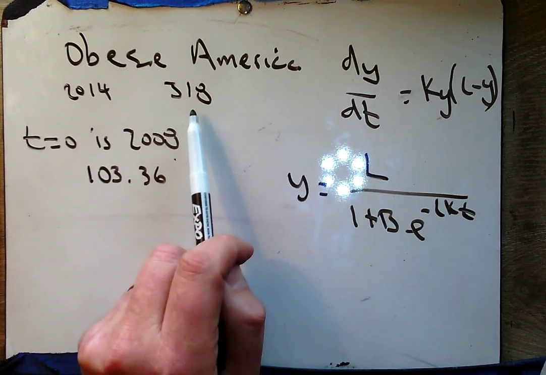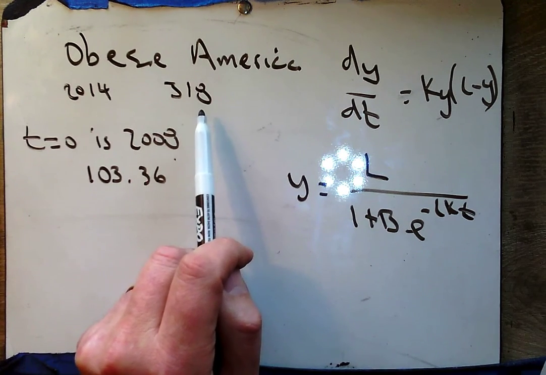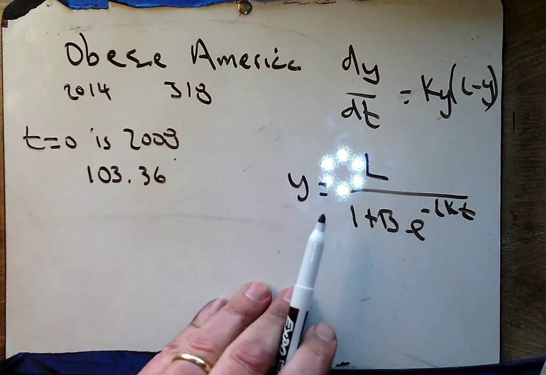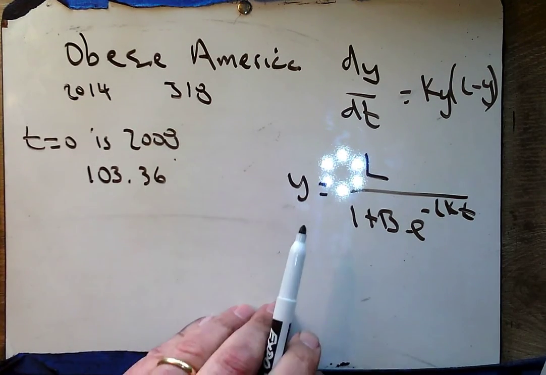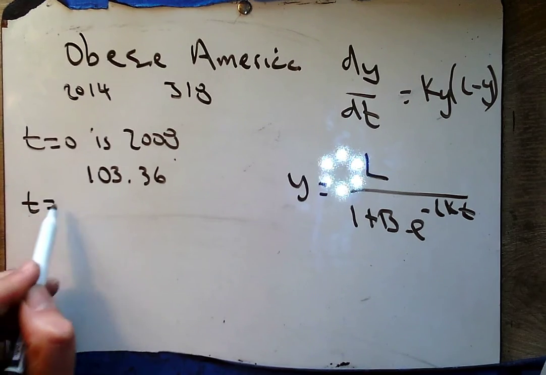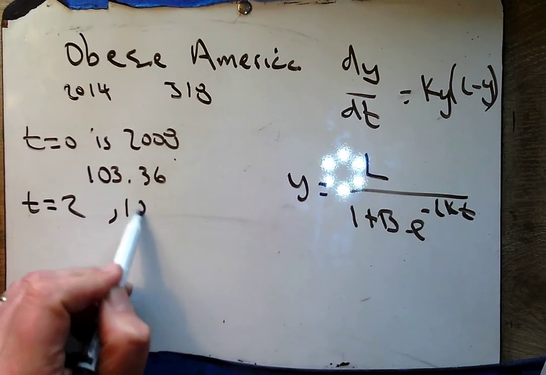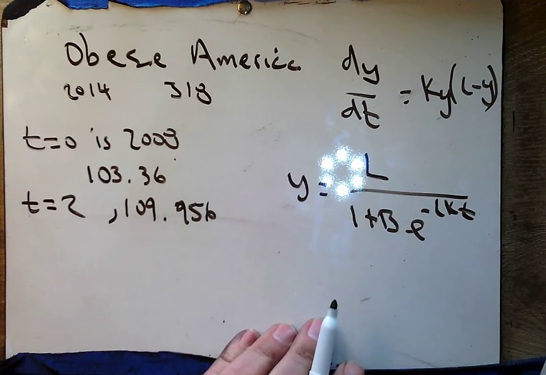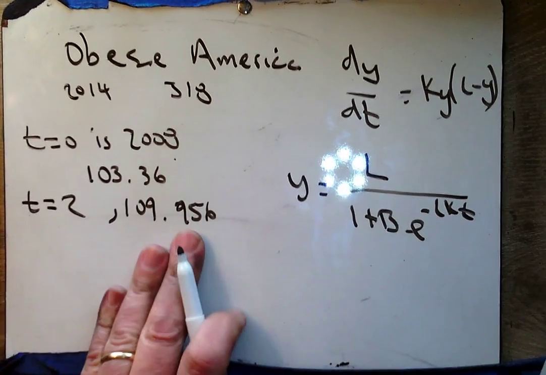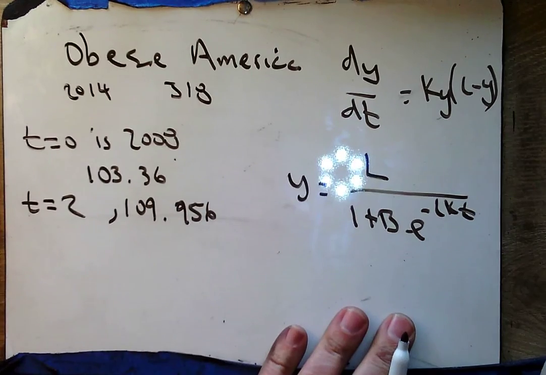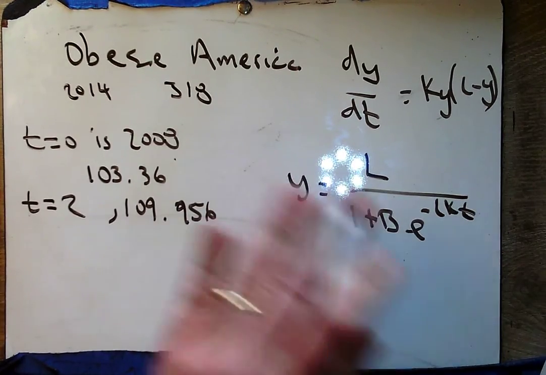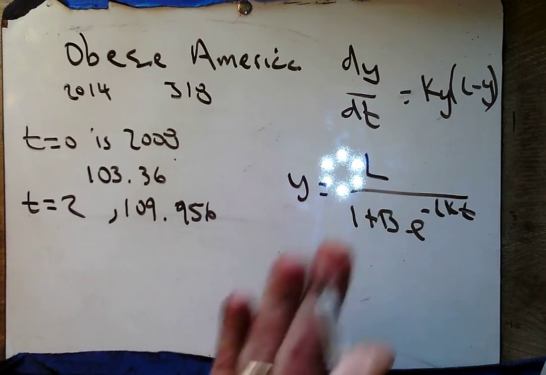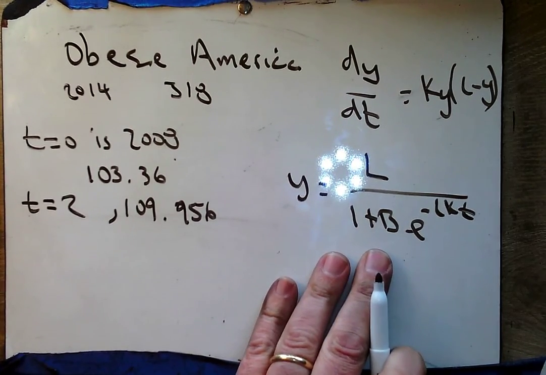And by the way, this number includes all the babies and all the children. A third of the Americans were obese in 2008. Two years later, the number was 109.956 million. So in 2010, we have even more obese Americans. Okay, so this is our initial information, and I'd like to build our country's obesity model.